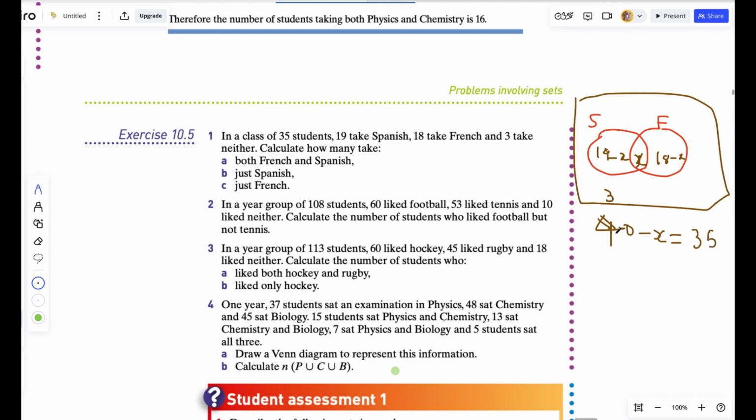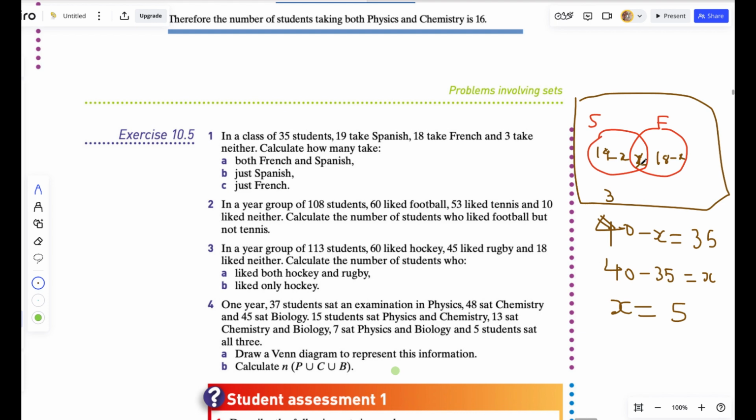So you bring 35 here, you bring x here. So here will be 40 minus 35 equal to x. So x equal to 5. So those who study both subjects, both French and Spanish, there are only 5 students who do both of them.